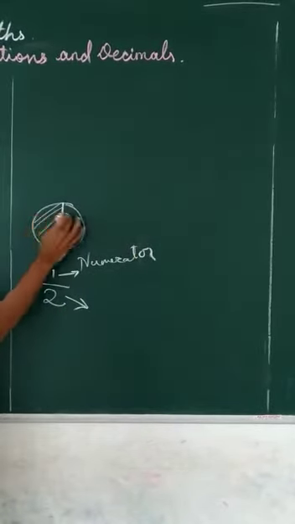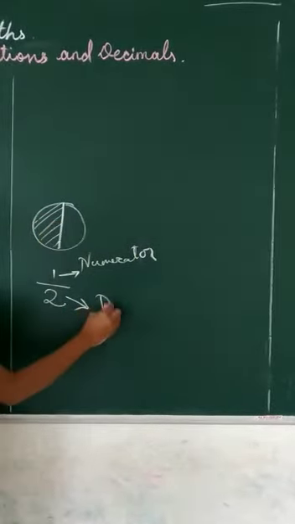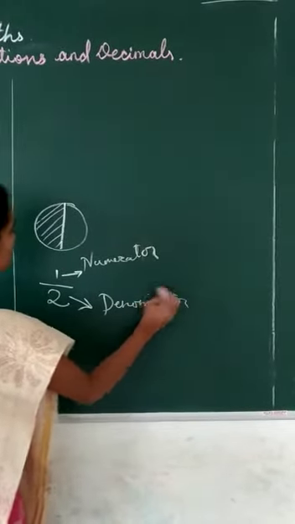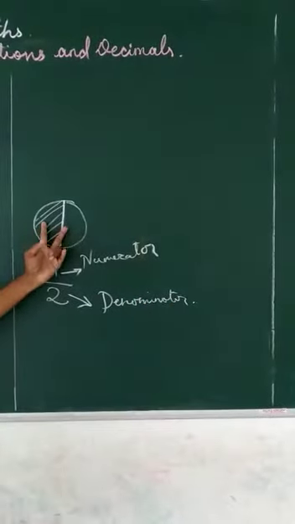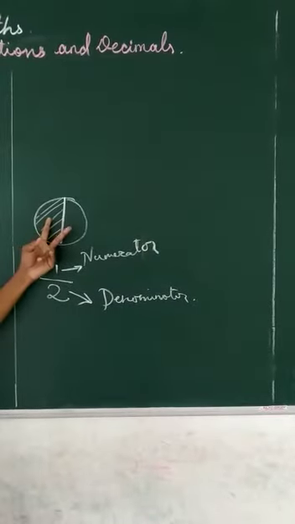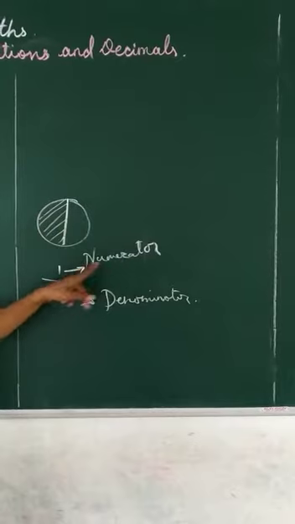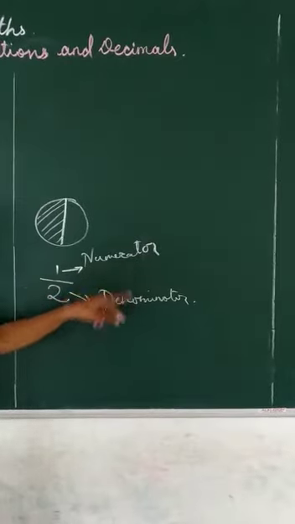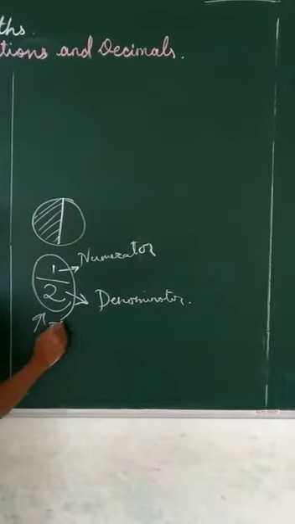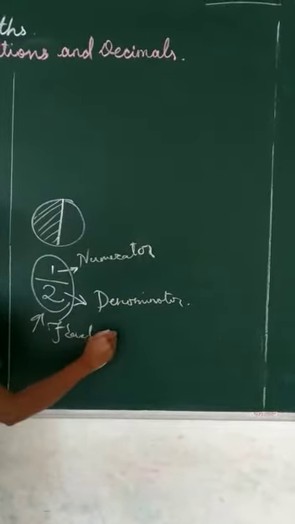And how many equal parts have you made of this one? That is called the denominator. That number we will write in the denominator. How many parts have we made? 2. That number we will write in the denominator part, and how many we have selected out of those 2 parts, that we will write in the numerator part. Okay, and the whole value is given as a fraction.